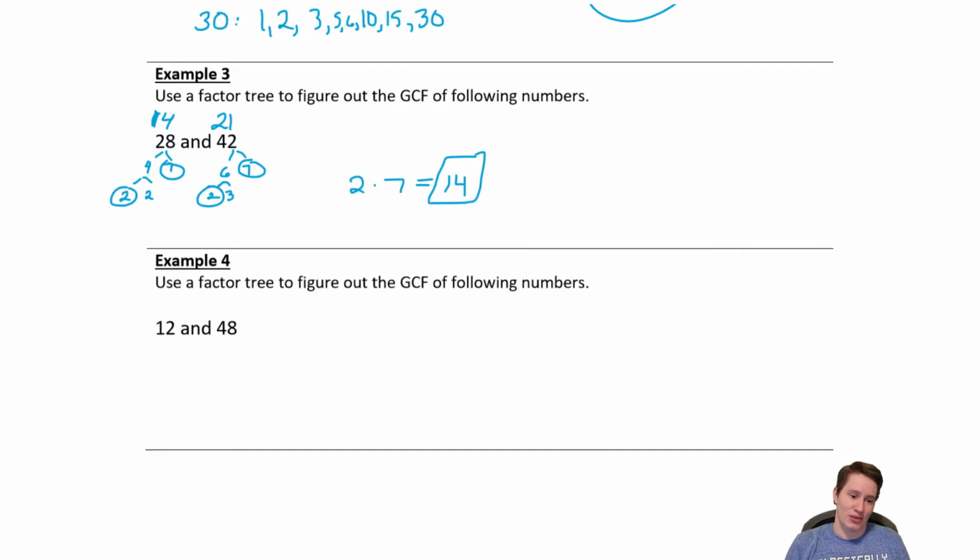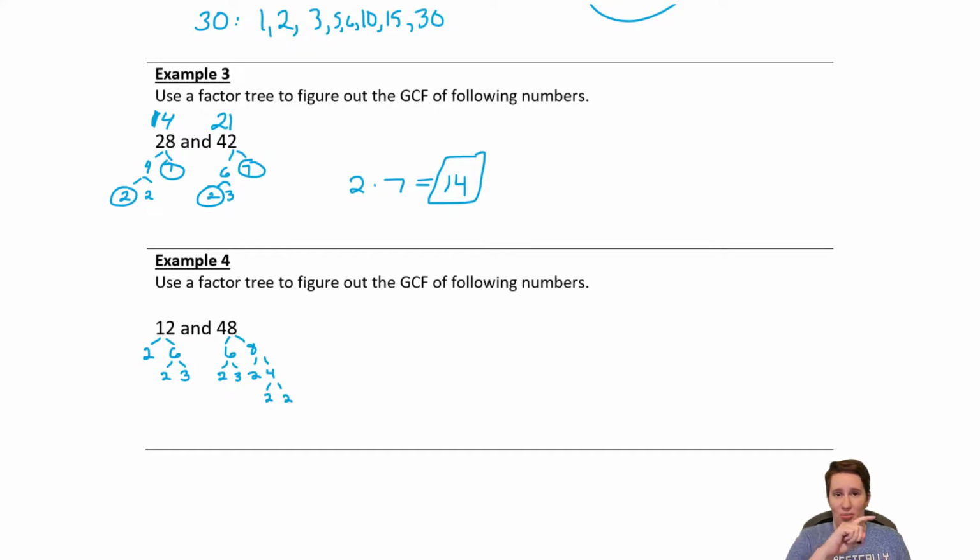Okay, example 4, another factor tree. So 12, we could split up either 2 and 6 or 3 and 4. It doesn't matter which one you pick. And then 6 splits up into 2 and 3. 48 splits up, we could do 6 and 8, and then 2 and 3. This is a big tree, 2 and 4, 2 and 2.